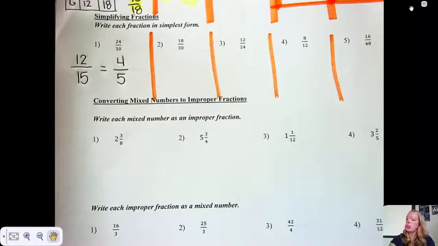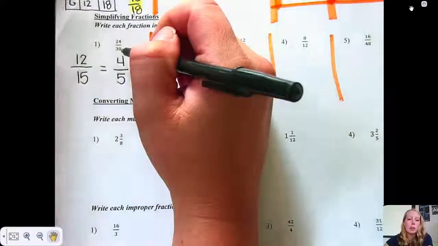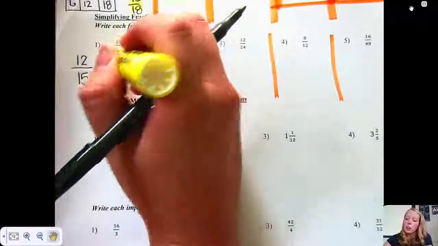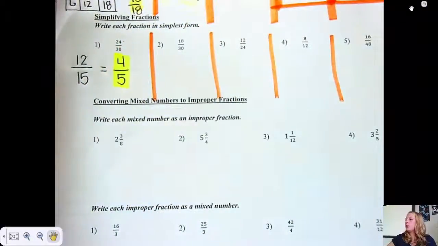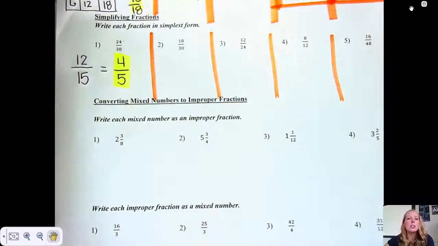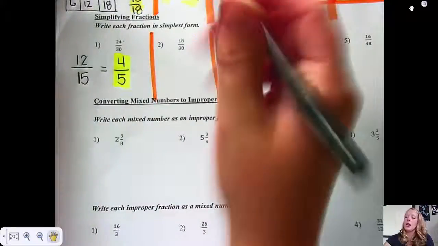Nothing will go into both of them. So the simplest form of 24 over 30 is 4/5. And guys and girls, in a few days, when we start adding and subtracting fractions, if you don't put your answer in simplest form every time, I'm going to have to take some points off of your paper. So be careful, okay?